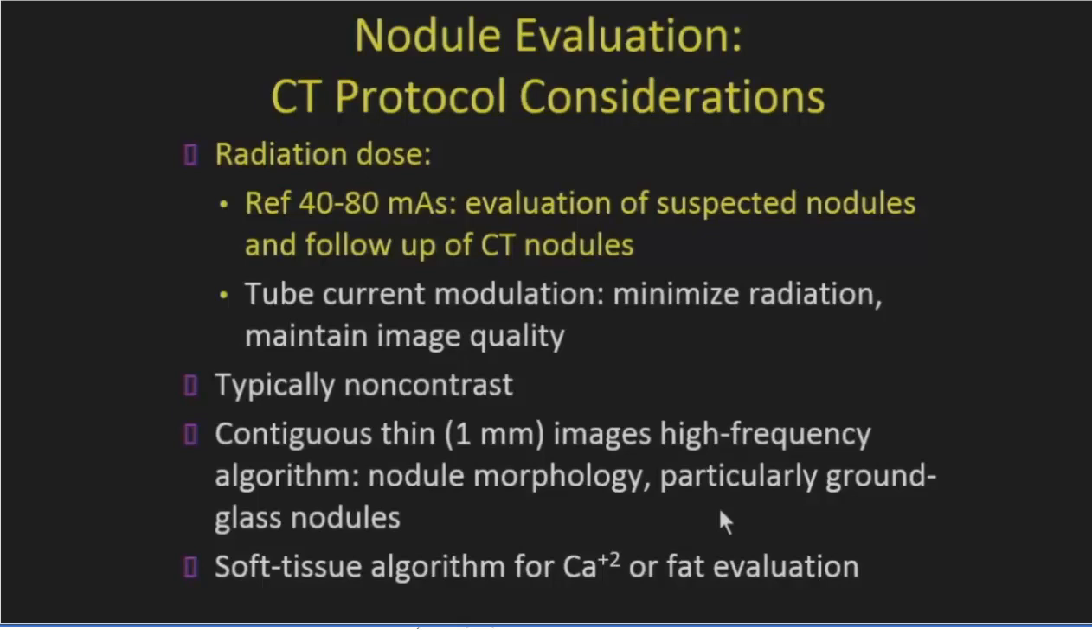So thicker areas of the thorax receive greater mA as opposed to thinner areas of the thorax. Typically, CTs are non-contrast, and IV contrast really isn't necessary in most cases. And thin section imaging, I think we'll emphasize, really helps us assess morphology, really look at subsolid lesions, which we'll hear more about, and assess the attenuation of these lesions.